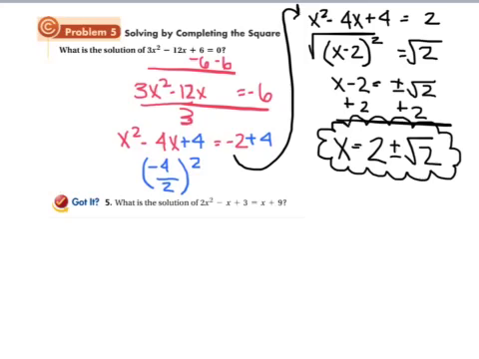So you have two answers there. You have 2 plus root 2 and 2 minus root 2. If it makes more sense to you to write them separately, you certainly can, but just using the plus and minus sign is sufficient. So this problem just puts together all of the different steps we've done so far in this lesson. The completing the square process and then the solving process.